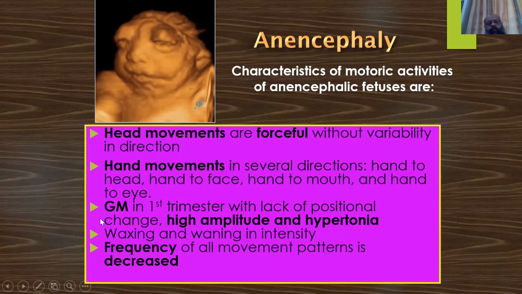There will be general movement in the first trimester with a lack of positional changes, high amplitude and hypertonia, waxing and waning in intensity. The frequency of all movement patterns is decreased. All movement patterns are not there. Specific patterns which are forceful are seen.